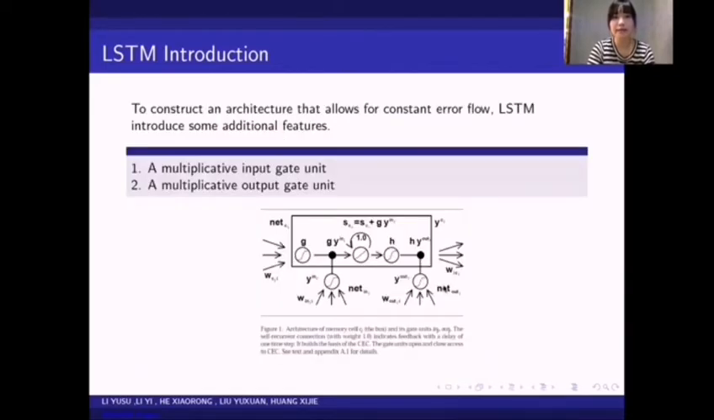To make sure that the error flow is constant, LSTM introduced some additional features. An input gate unit is introduced to protect the memory content stored in unit J from perturbation by irrelevant inputs. And the output gate unit is introduced to protect other units from perturbation by currently irrelevant memory content stored in unit J. The resulting unit is called a memory cell.